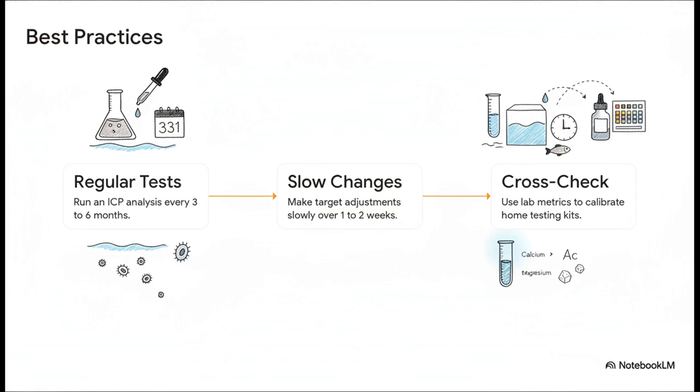Step 2, avoid knee-jerk corrections. This is huge. If an element comes back slightly out of range, you absolutely must resist the urge to correct it all in a single day. That will shock your ecosystem. Make your target adjustments slowly over 1 to 2 weeks.